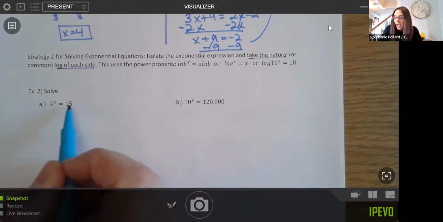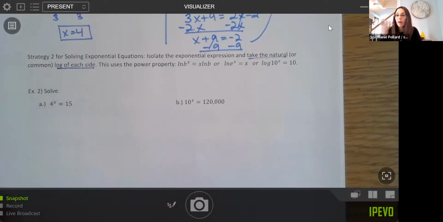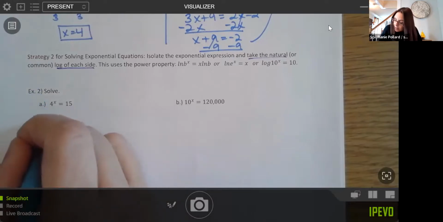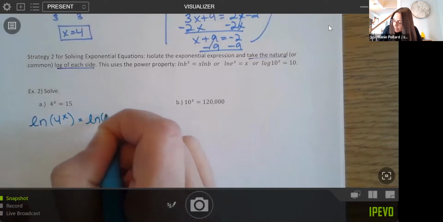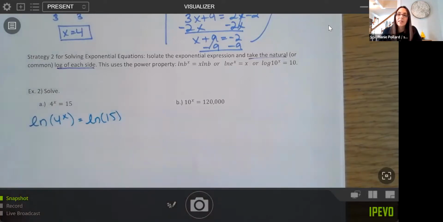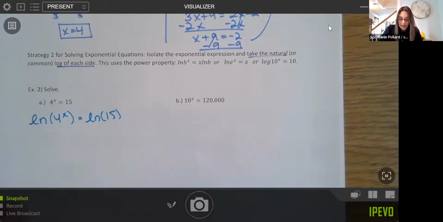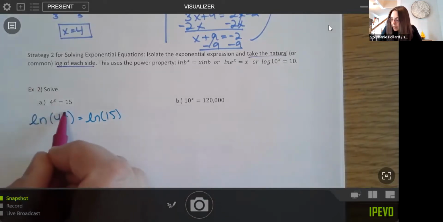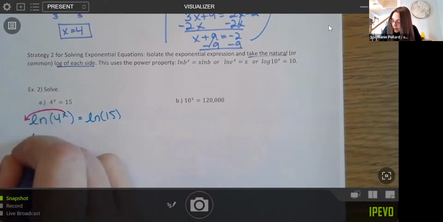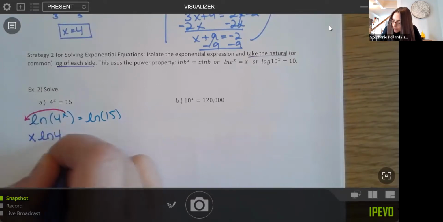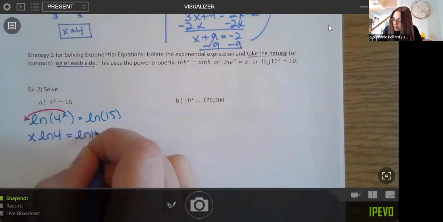So here, I looked, there's no way for me to rewrite it so I have the same base on each side. So the technique I'm going to use to solve is to take the natural log of both sides. So I take the natural log of the left side and the natural log of the right side. Now, you don't really have to use parentheses. I just find it a little bit easier to read. And what you want to remember is you do have that power rule. So that's going to let that x come out front here. So you have x times the natural log of 4 equals the natural log of 15.